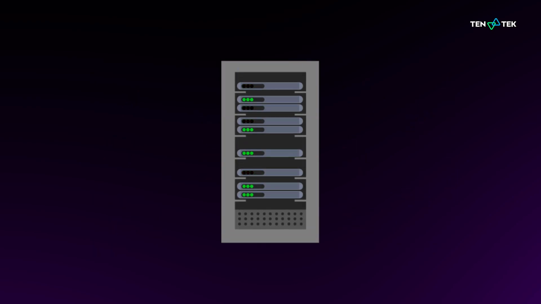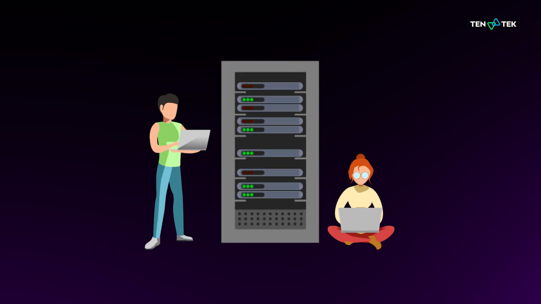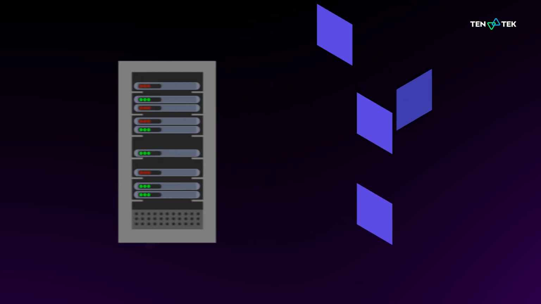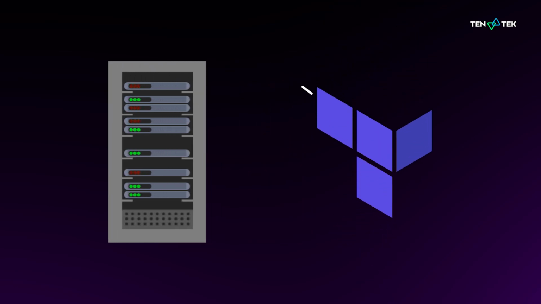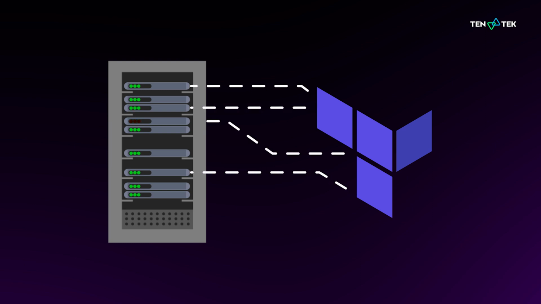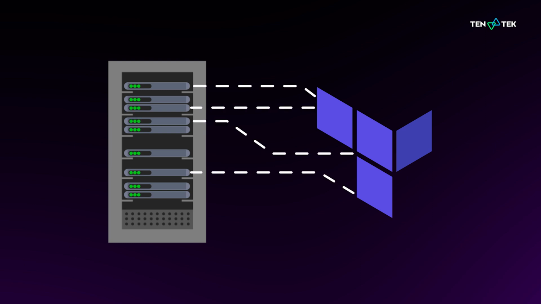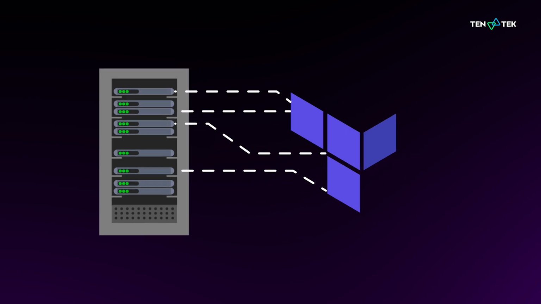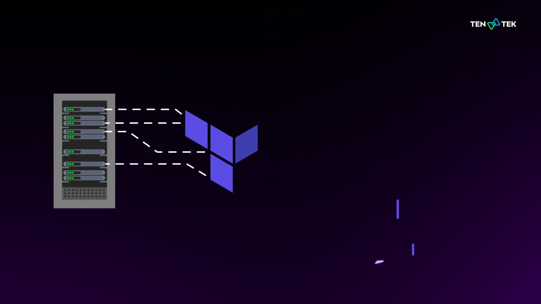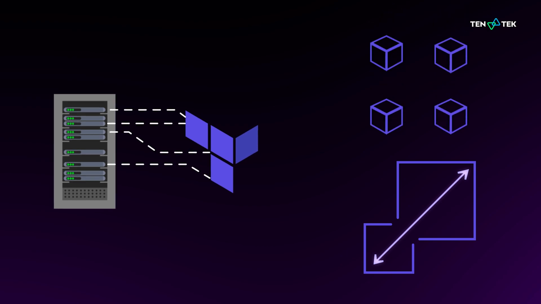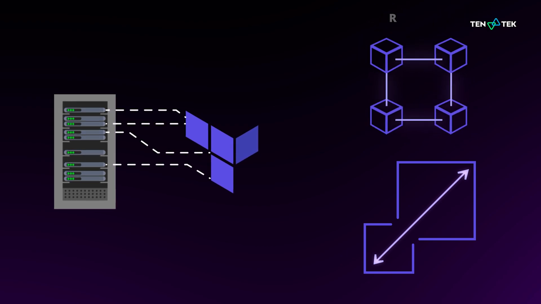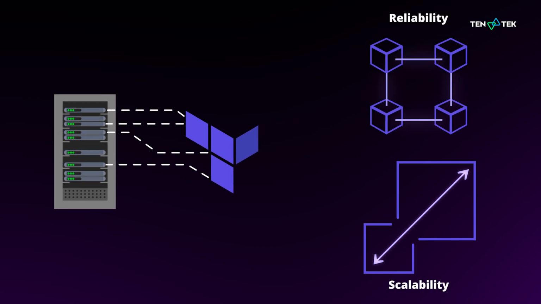By using IAC, DevOps teams can automate the process of provisioning and configuring infrastructure, reducing the risk of errors and inconsistencies that can arise when tasks are performed manually. This allows teams to work more efficiently and effectively while also improving the reliability and scalability of their infrastructure.